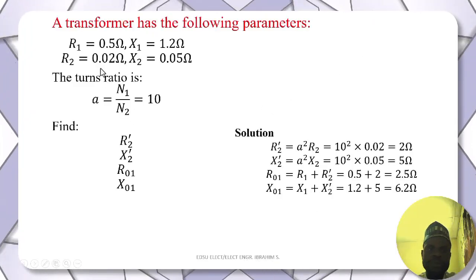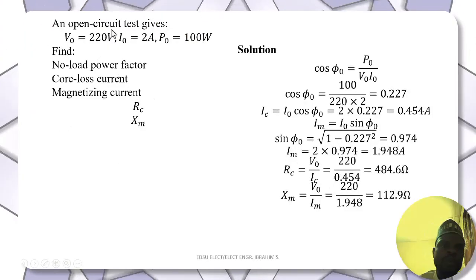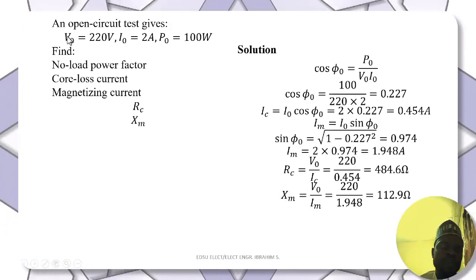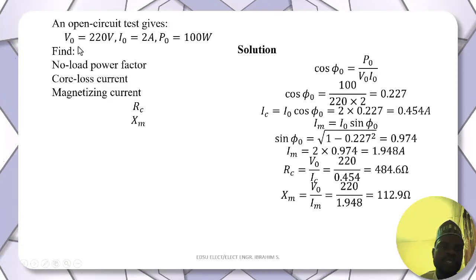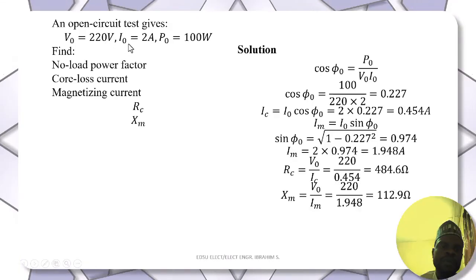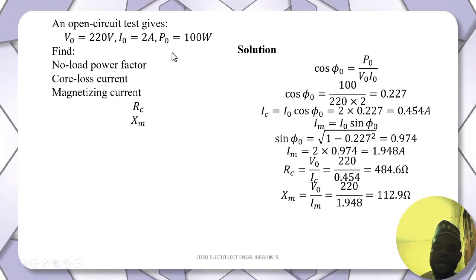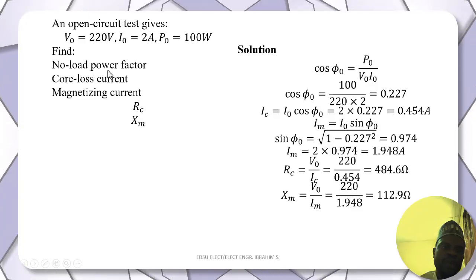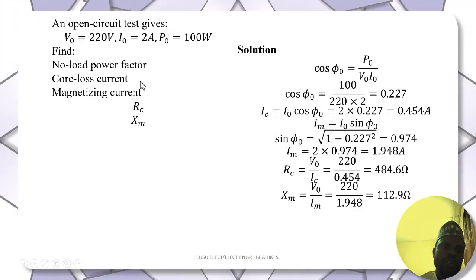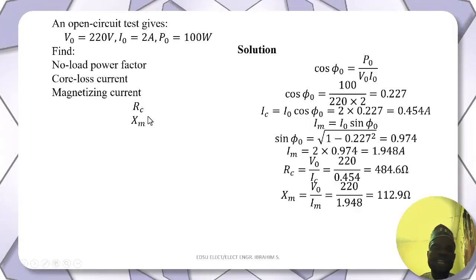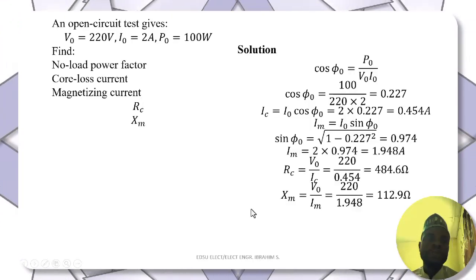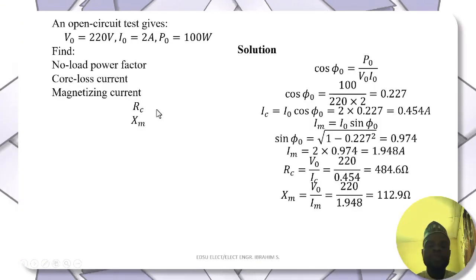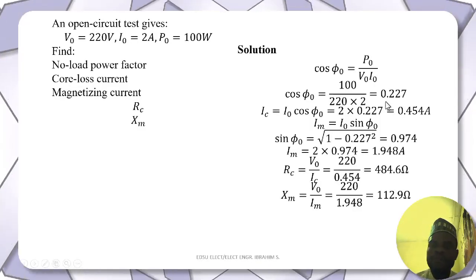Now an open circuit test gives this. My V naught, the V output or V no load, is 220 volts. I no load is 2 amps. Then the power at no load is 100 watts. I was told to find the no load power factor, the core loss current, the magnetizing current, and RC and XM. And don't forget your magnetizing current is IM. So from that we have our solution.